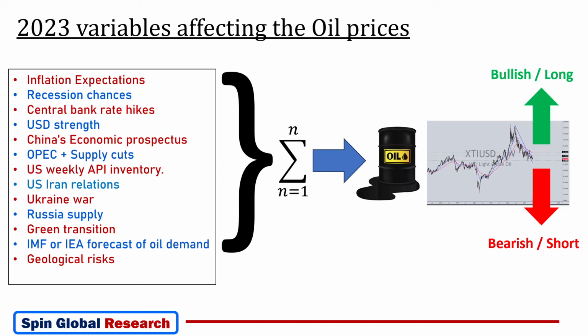IMF and IEA forecasts of oil demand. IMF stands for International Monetary Fund. Their job is to predict economic forecasts. Obviously, if they are predicting that economic progress is going to pick up in the next 2 or 3 years, that will have direct implications on the oil demand.